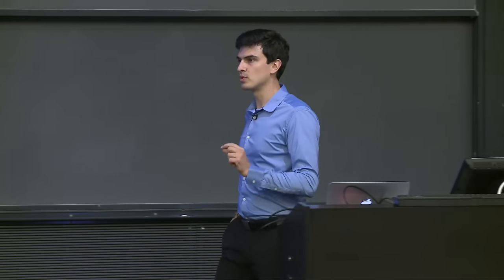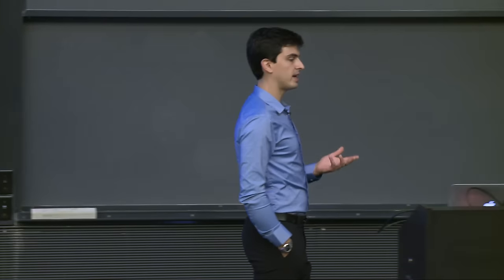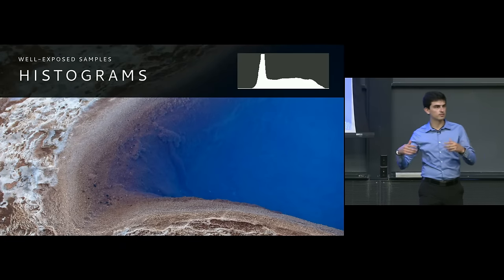So you can try to use the histogram to determine if the photos are under or overexposed, but it's really important to realize that there's not one histogram that represents a well-exposed photograph. And the reason for that is the photographs that we take are extremely varied in what actually counts for an appropriate histogram. So here we can see we have a spread of tones across a histogram.